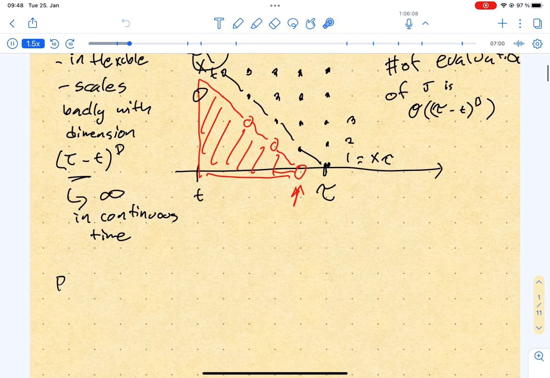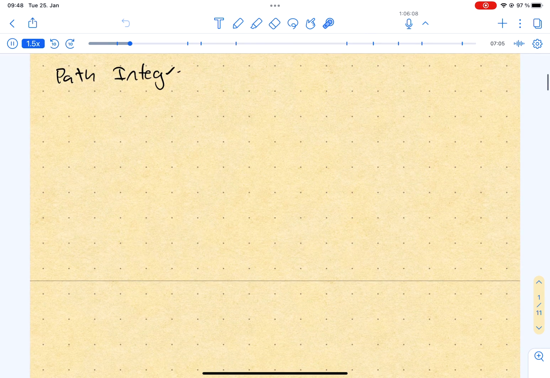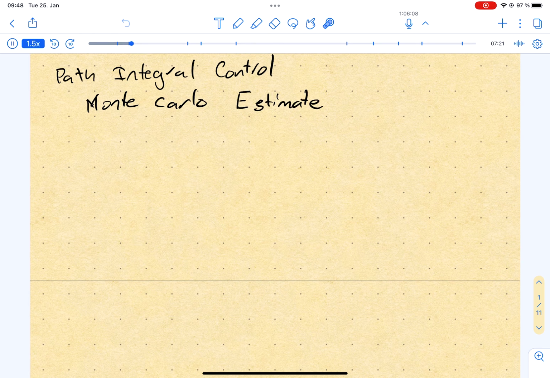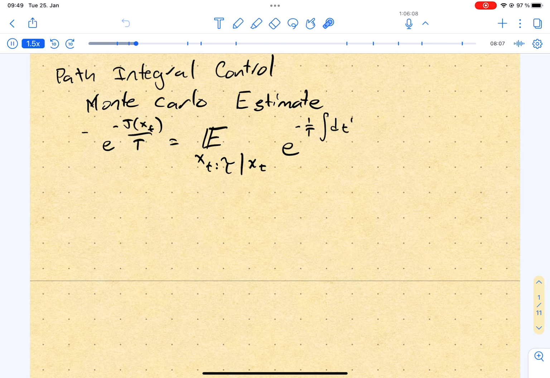So in contrast, the path integral algorithm is a Monte Carlo estimate. So that means that basically we're going to be calculating things like this exponential of the minus cost to go at a particular time as expectations over paths that start at your initial point of this some kind of exponential weight over the path.